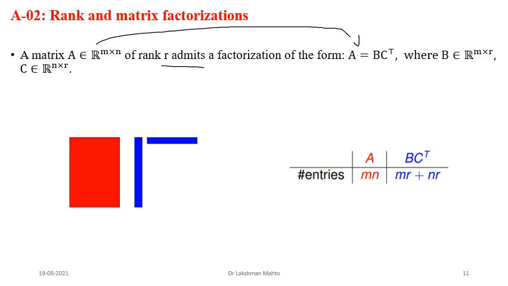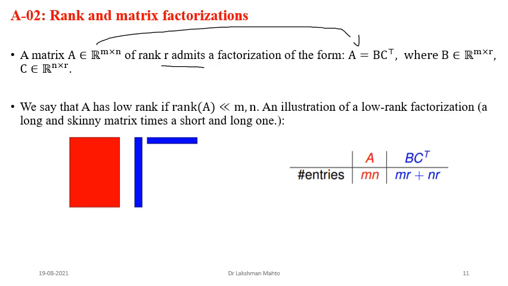But suppose r is very much less than the number of rows or the number of columns. Here m is generally the sample size, or simply the number of measurements, and n we are calling the dimension. So if the rank happens to be very much less than m and n, then what will happen? We will get a representation this way.